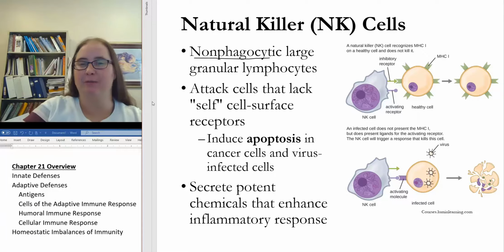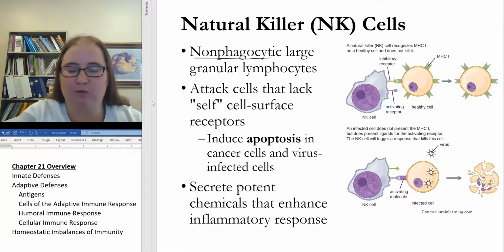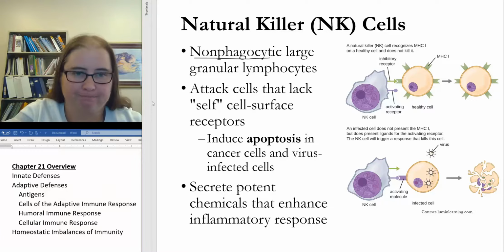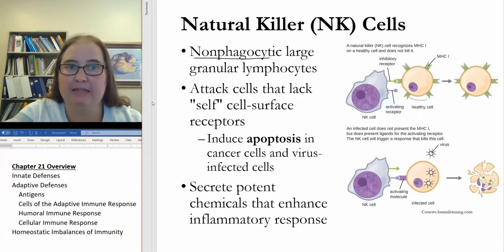Okay. So let's think about this. I think these are just so cool. So here's our natural killer cell. This doesn't come out of your textbook. This is from a different textbook. I was trying to find a good visual so you guys could understand this process. Okay. So here's our natural killer cell. Here's the cell of our body. Every single cell of our body has this type of receptor on it. And we'll learn later what this receptor is.